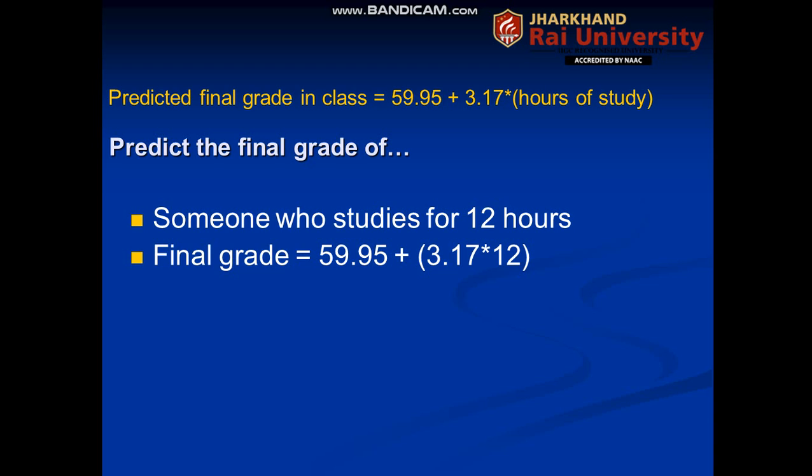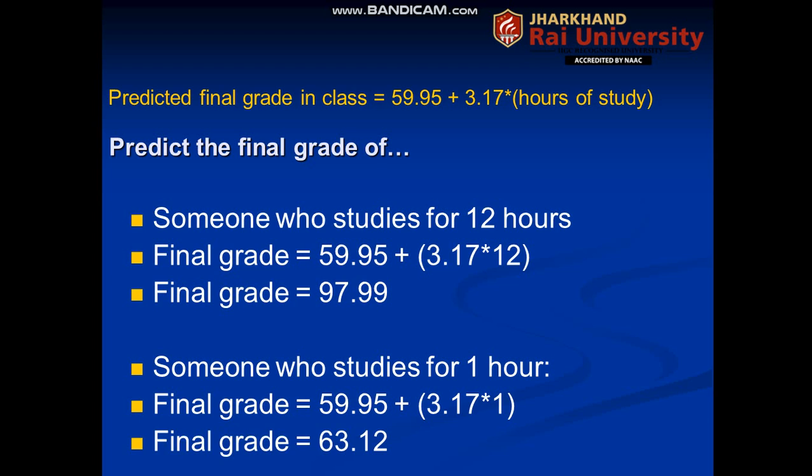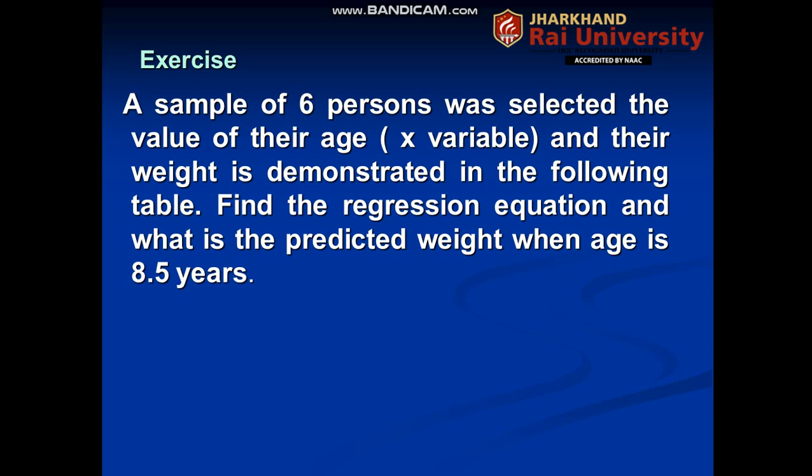So multiplied by the number of hours, we will get the value of 97. So someone who studies for 1 hour will get the final grade as 63.17. So it is very much easy now to calculate the grade. So here is an exercise.